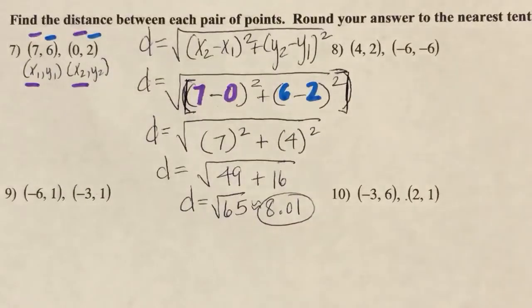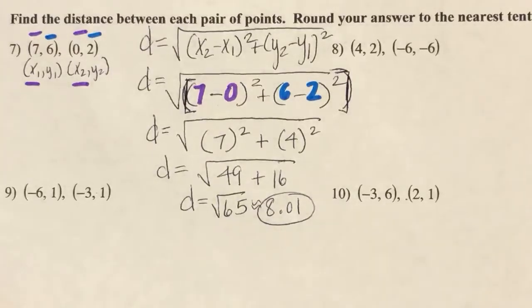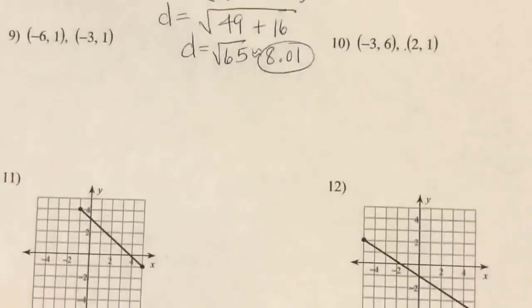I am going to do one more distance one because I want you guys to be careful with the negatives, okay? So I'll either do number 9 or number 10. Let me do number 9 because we've got negatives in both of those, okay? So I'm going to move up to number 9.